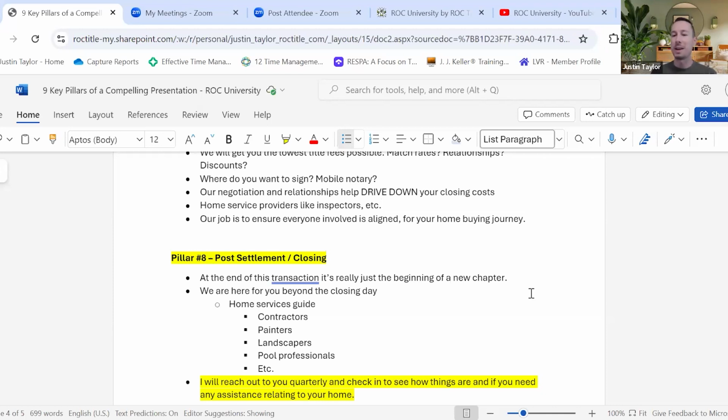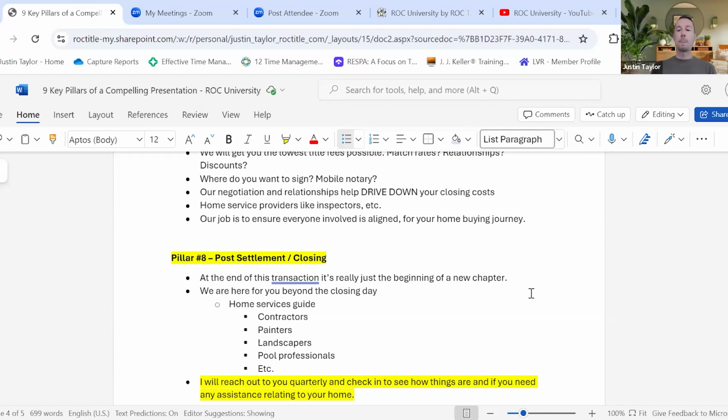We should do this already, but a lot of us don't. What is your keeping in touch schedule look like for your past clients? Do you call them once a quarter? We're going to be talking about that in this 7 levels of communication. What does that look like for you?